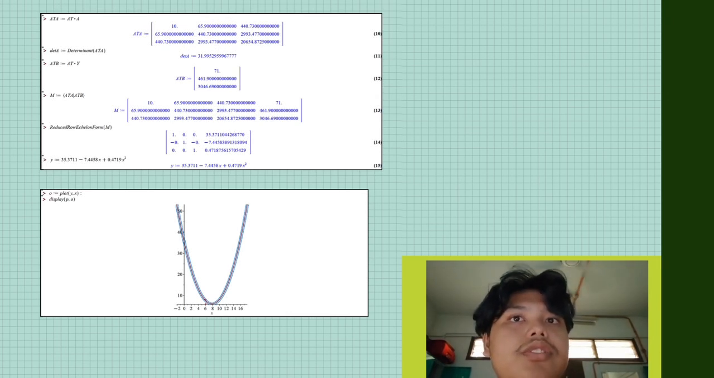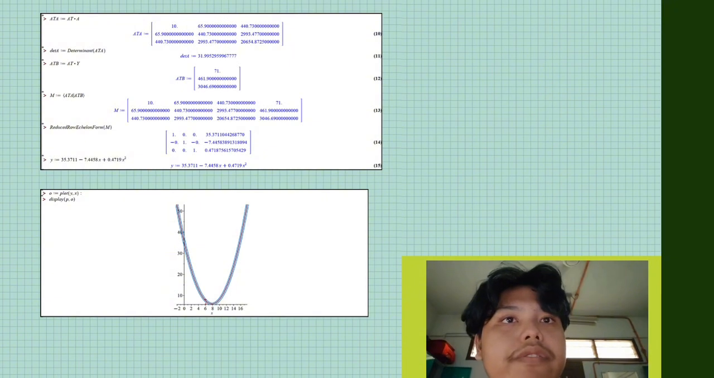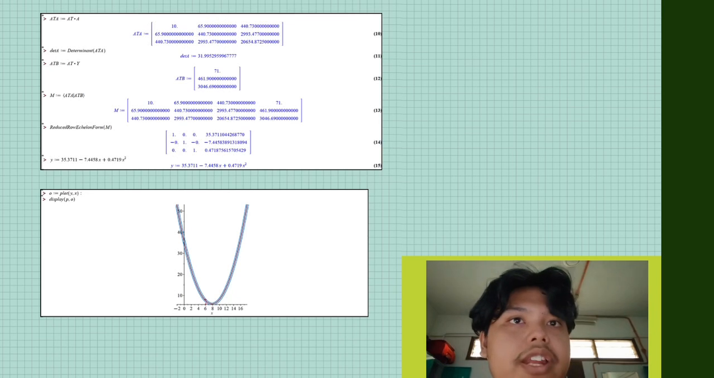0.471875. So after we got that, we use the last column, which is the numbers, to put in the line, which is we got y equals to 35.3711 minus 7.4458x plus 0.4719x squared. After that, we use o equals to plot of y and x, what we got earlier, and then we display p, comma, o. So after we got that, we got the best least square curve for the data we used earlier.